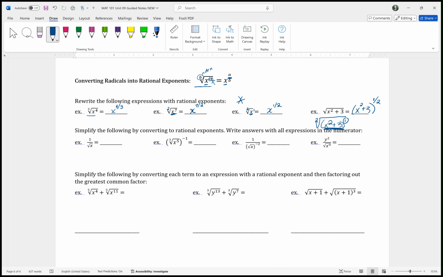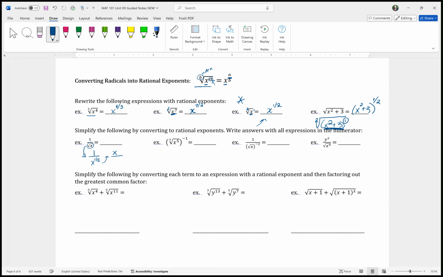That's okay. All right, this next one's saying simplify the following by converting to rational exponents. And then we want to write all answers with expressions in the numerator. So instead of getting rid of the negative, we want to make everything in the top, in the numerator. Okay, so let's see if we can figure this out. All right, converting this one to first be 1 over, how are we going to convert this square root of x? Well, we just did square root of x right there. It is x to the 1/2. But if I want this to be in the numerator, I've got to bring this up to the top.